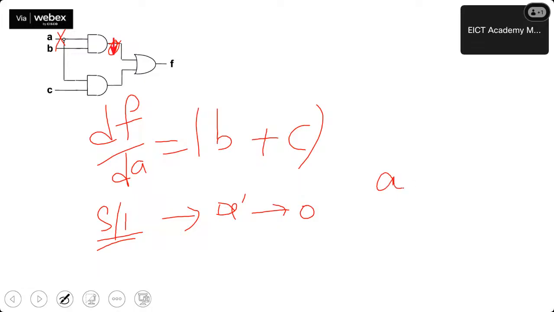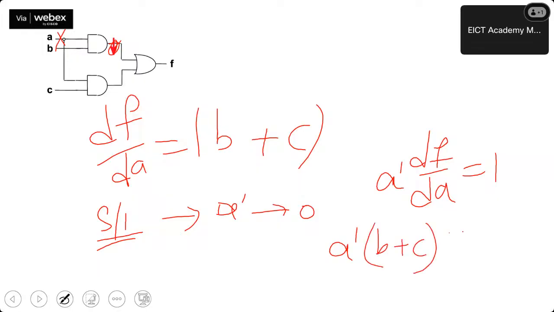So I will be having the sets for which df upon dA is equal to 1. So it means it is A dash times B plus C is equal to 1. Find out how many minterms are there. A dash means A is 0. B plus C, what does B plus C represent? Either B is 1 or C is 1. So can I write it in this way? That 1 x comma 0 x 1. You got my point or not?